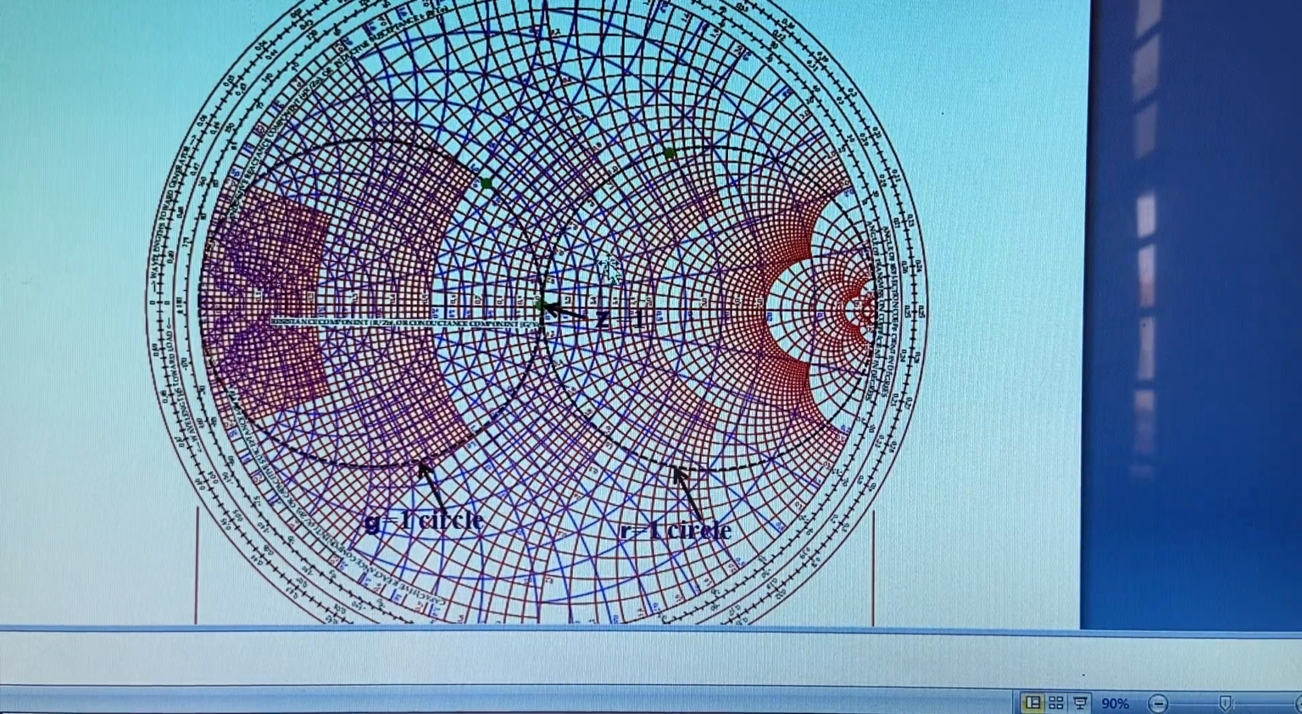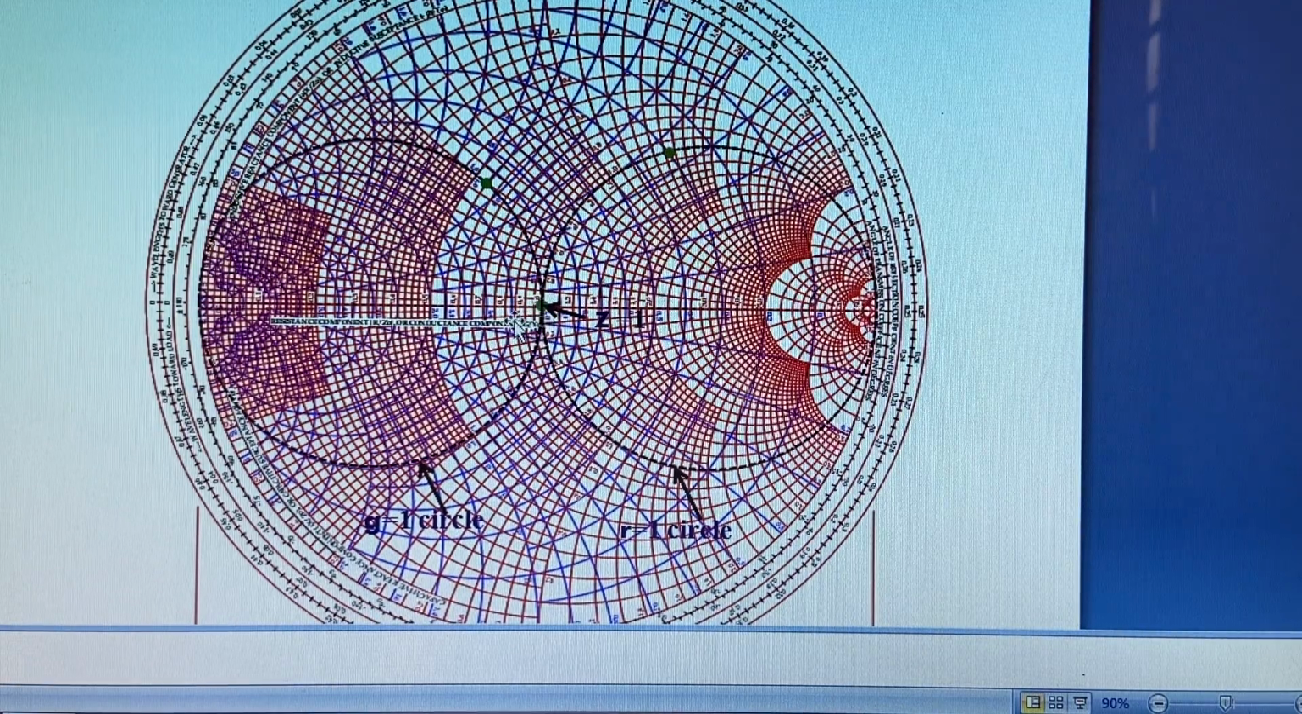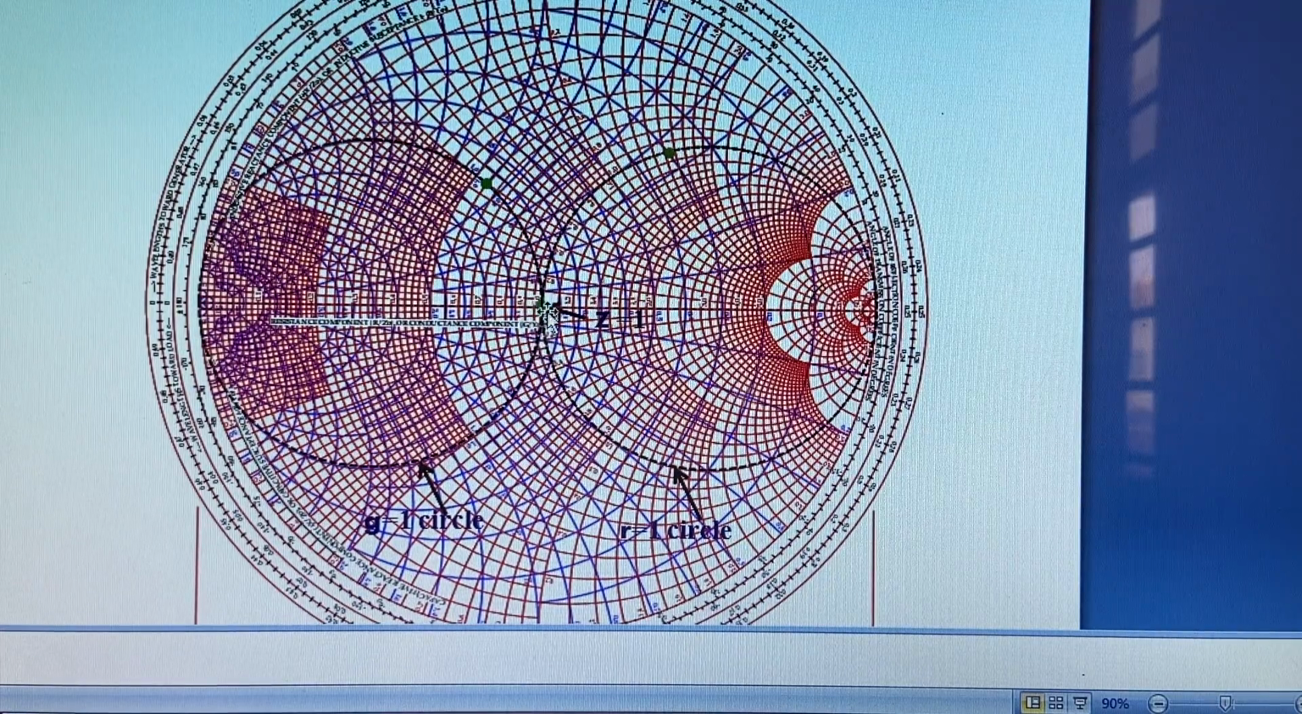These are some other values of resistance. Similarly, this is the G equal to 1 circle, which is also passing through the center of the Smith chart. And these are for other values of G. These are conductance circles, for other values of conductance like this. Only the G equal to 1 circle and the R equal to 1 resistance circle pass through the center of the Smith chart as shown here.